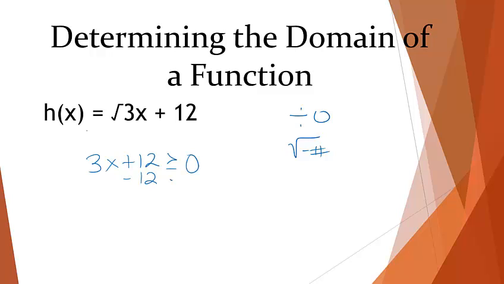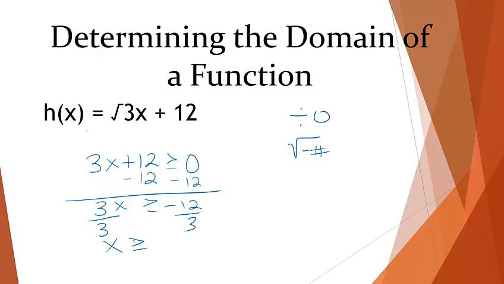We know that we're going to subtract 12 from both sides here. So 3x is greater than or equal to negative 12. And then I need to divide by 3. So x has to be greater than or equal to negative 4.